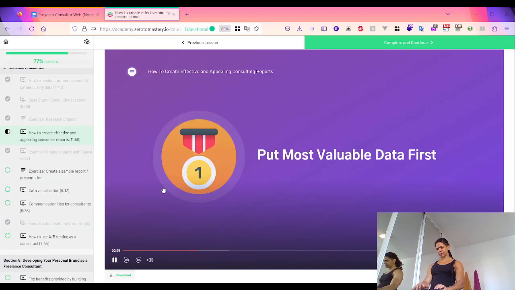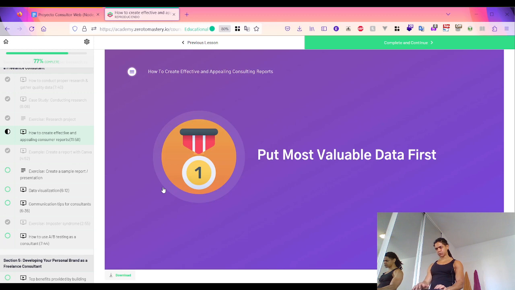You need to lay the groundwork first, present the most valuable data, and then expand on that with visuals.